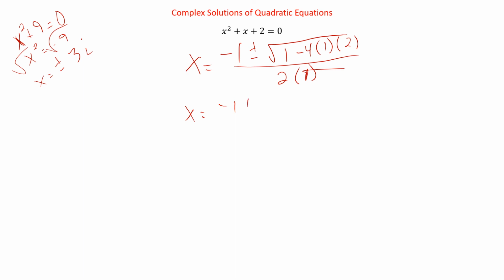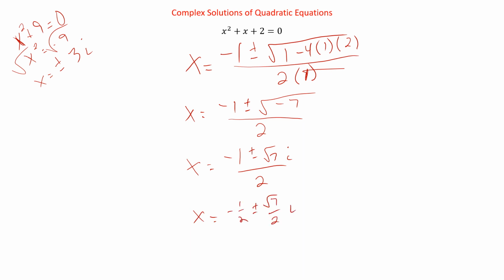So x equals negative 1 plus or minus the square root. This is 1 minus 8, so that'll be negative 7, over 2. Well, the square root of negative 7 is going to involve an i in it, so that's negative 1 plus or minus root 7i over 2. We could put it into standard form: negative 1/2 plus or minus root 7 over 2i. And there it is. That's all there is to the quadratic formula. We just end up with that negative in the square root, pull it out as an i.